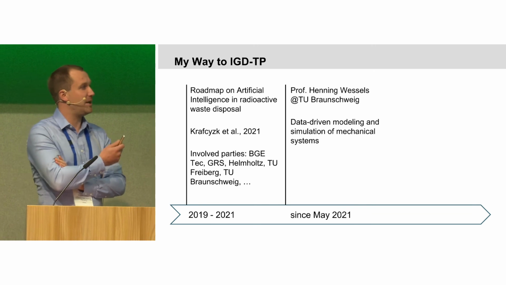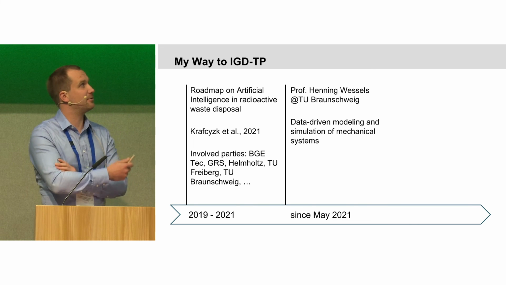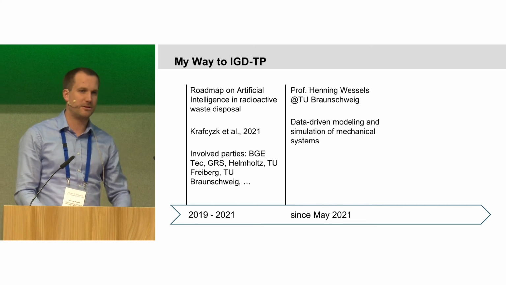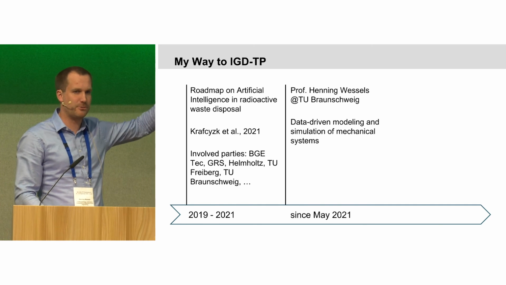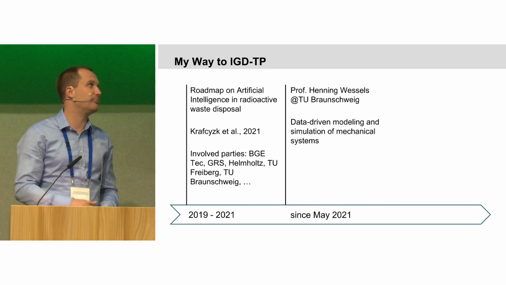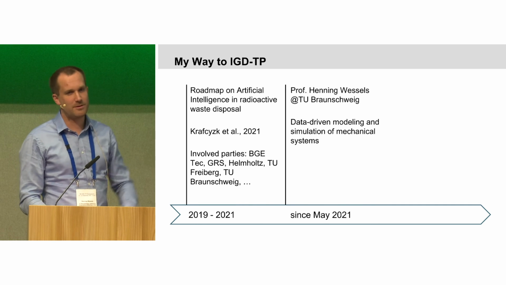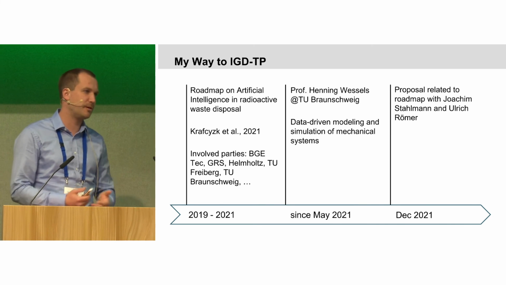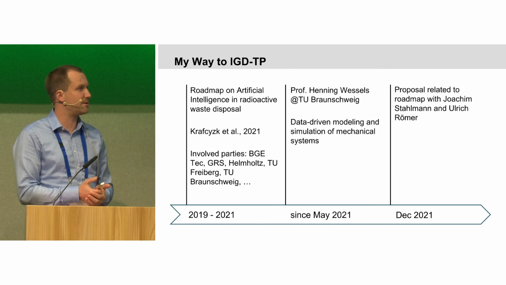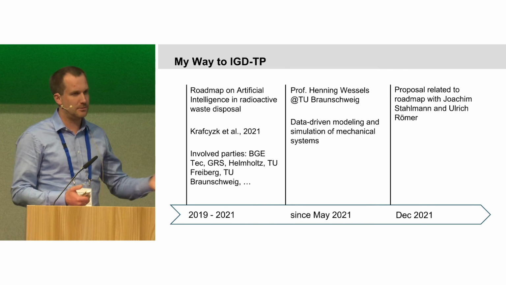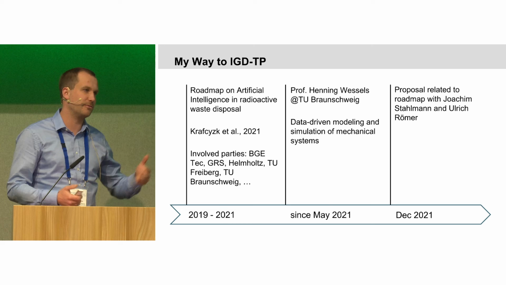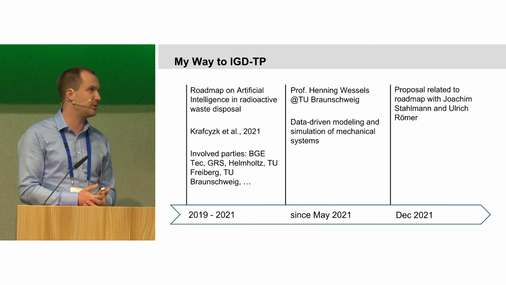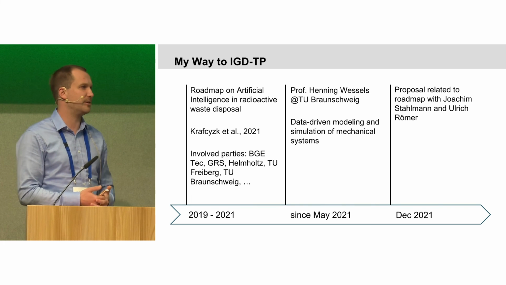In May 2021, I got appointed as assistant professor for data-driven modeling and simulation of mechanical systems. So at that time, we had the roadmap, and we wanted to do something related to AI and radioactive waste disposal. And we had a new guy, that was me, who had the methods to tackle this problem. So we then wrote a proposal related to this roadmap, which is still under review. It's in the second phase now, so it's rather a question of when and not of if. But this being said, I don't have any results to present, but rather some ideas of how computational modeling and artificial intelligence could serve the radioactive waste disposal community.